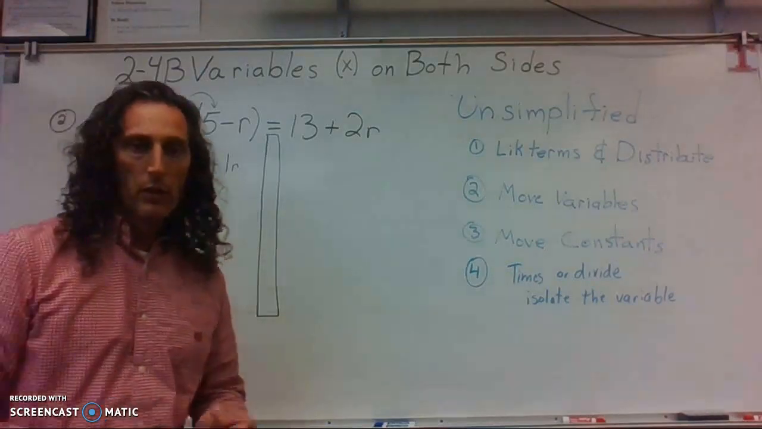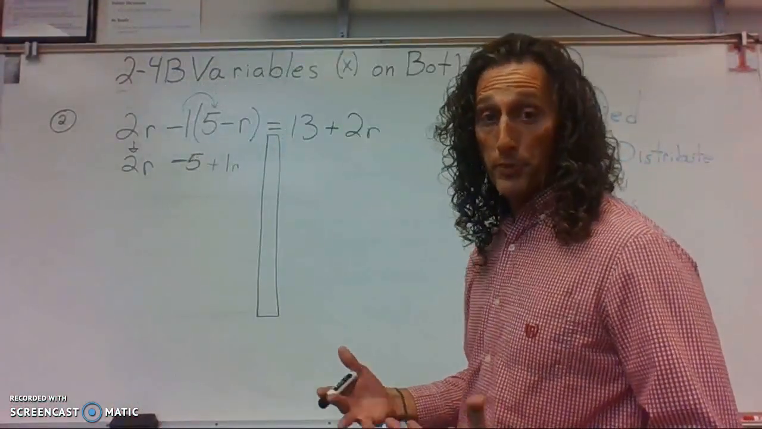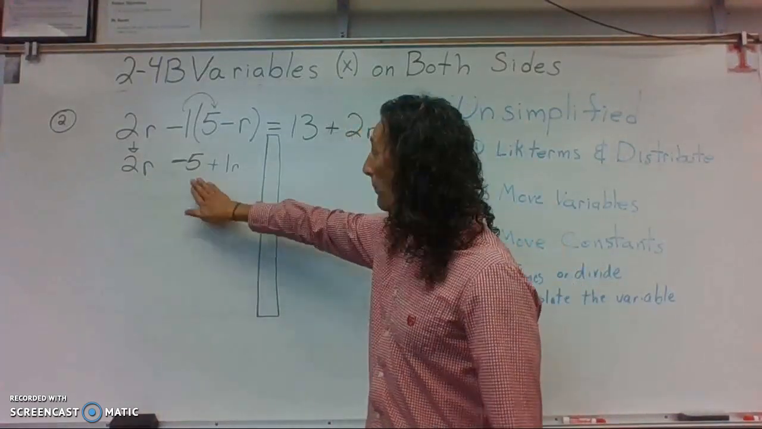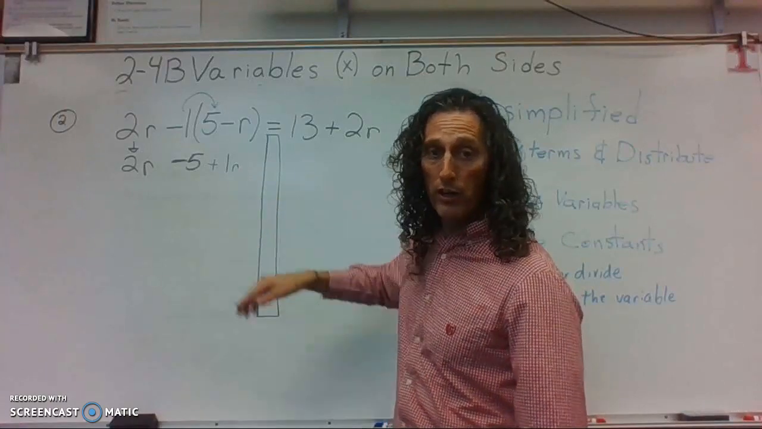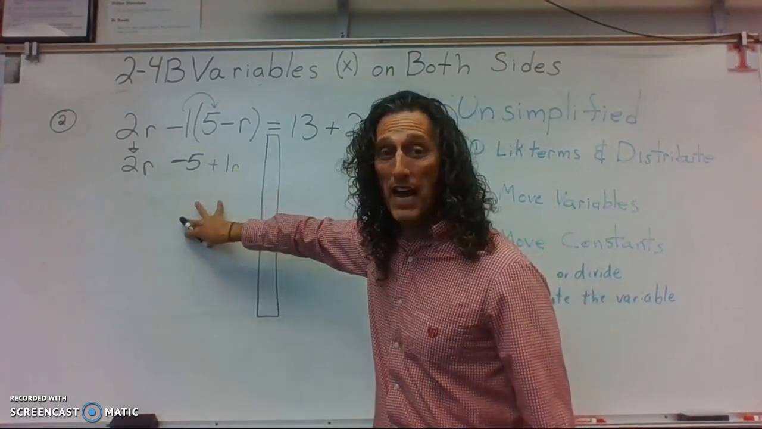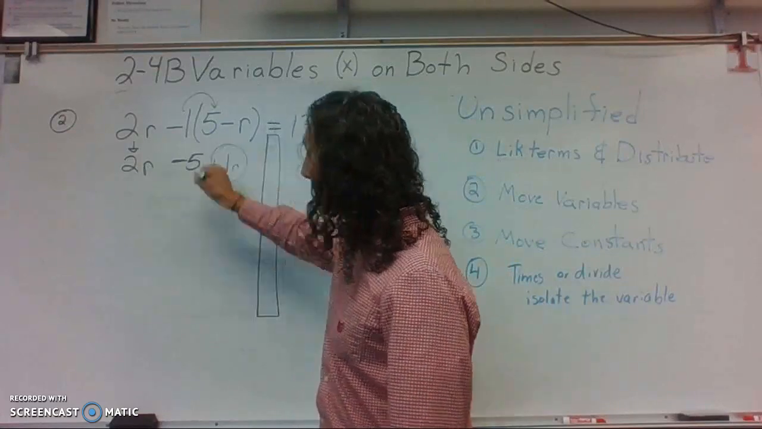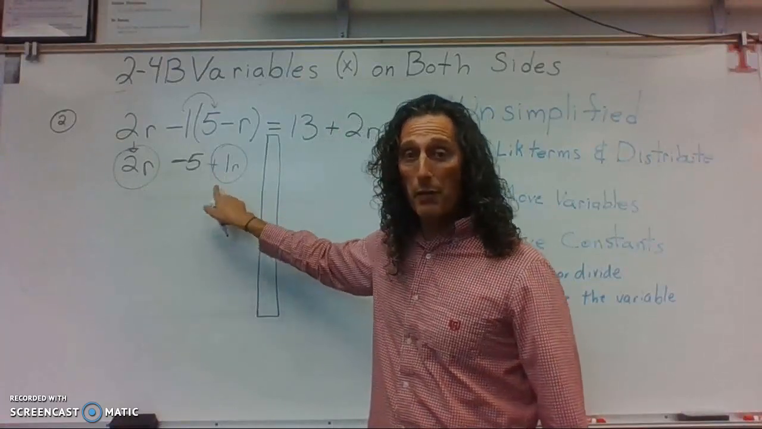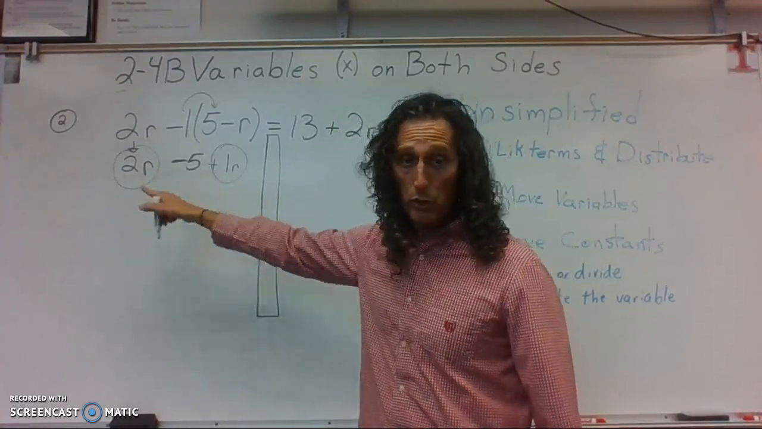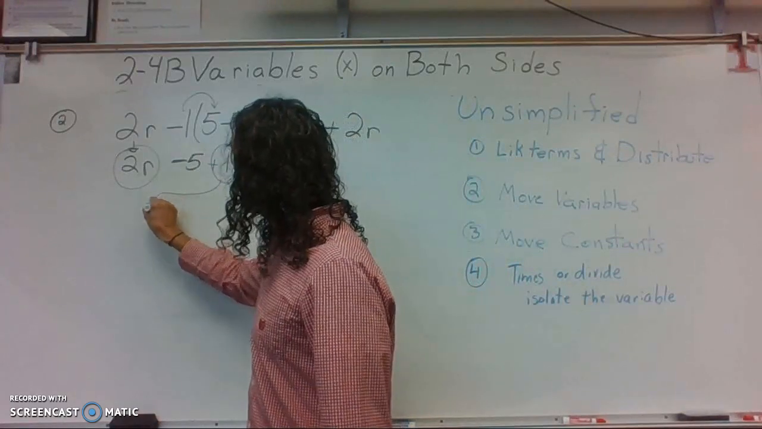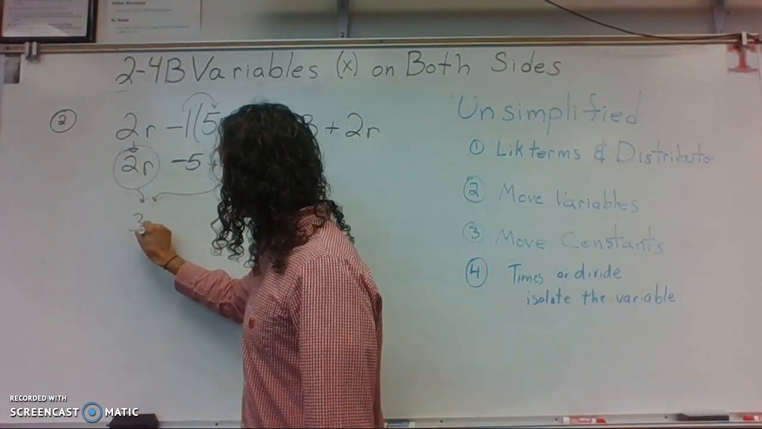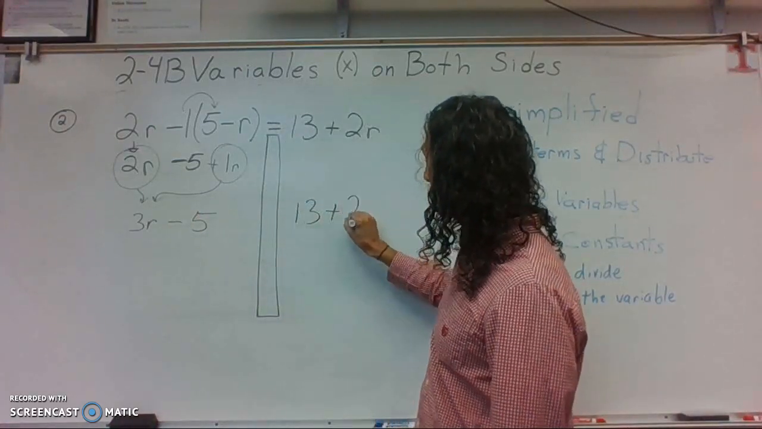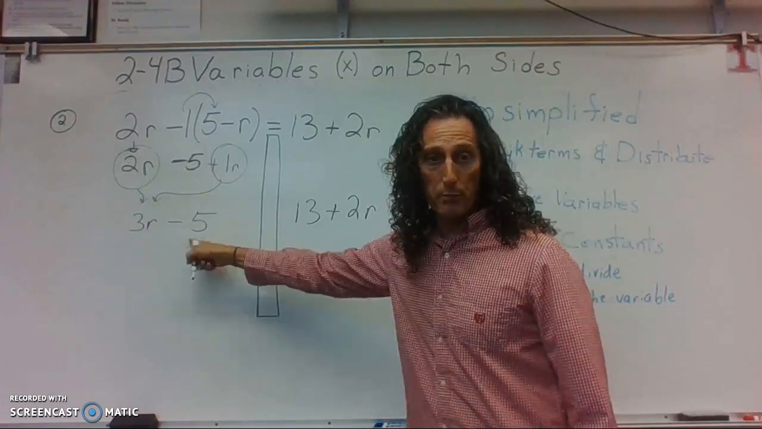But again, what we have are like terms on this side. We still have 3 things going on. This is not simplified. We have a 2r, a minus 5, and then we have this 1r. Well, those are like terms because they're on the same side. So, you take that 1r, you take the 2r. Remember, if they're on the same side, I'm not doing any of that minus stuff. Don't change it. So these will add up to a 3r, drop down the 5. The 13 plus 2r just falls down. Now both sides are simplified.